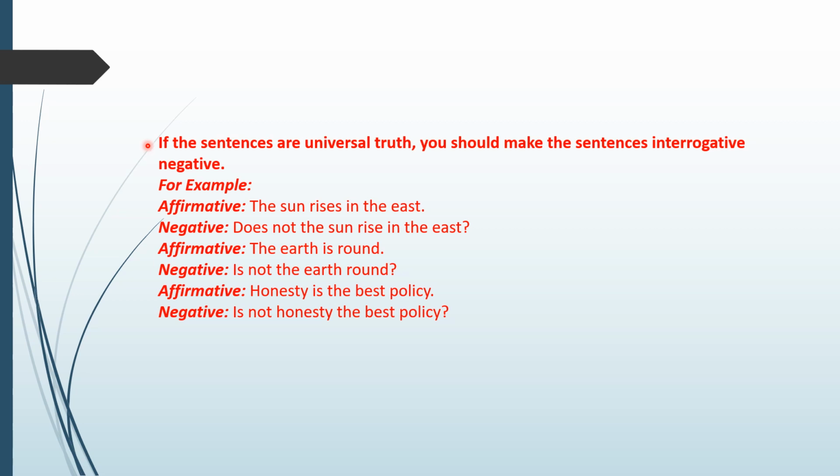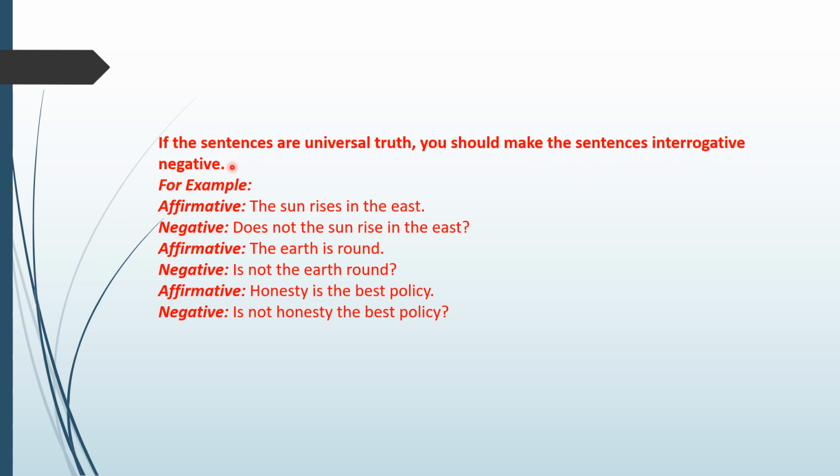If the sentences are universal truth, you should make the sentence into a yes-no interrogative negative. Children, refer to the video in which the explanation of interchanging assertive to interrogative has been taught to you. We shall do the following examples. In the affirmative, the sun rises in the east. This is a universal truth. So you have to make it into an interrogative, a yes-no interrogative.